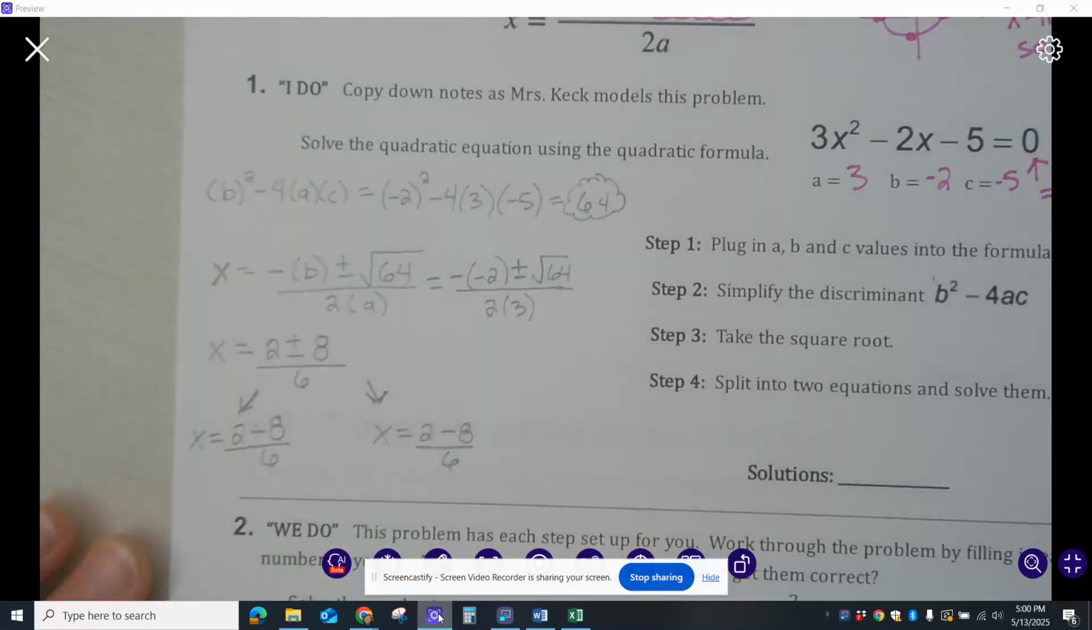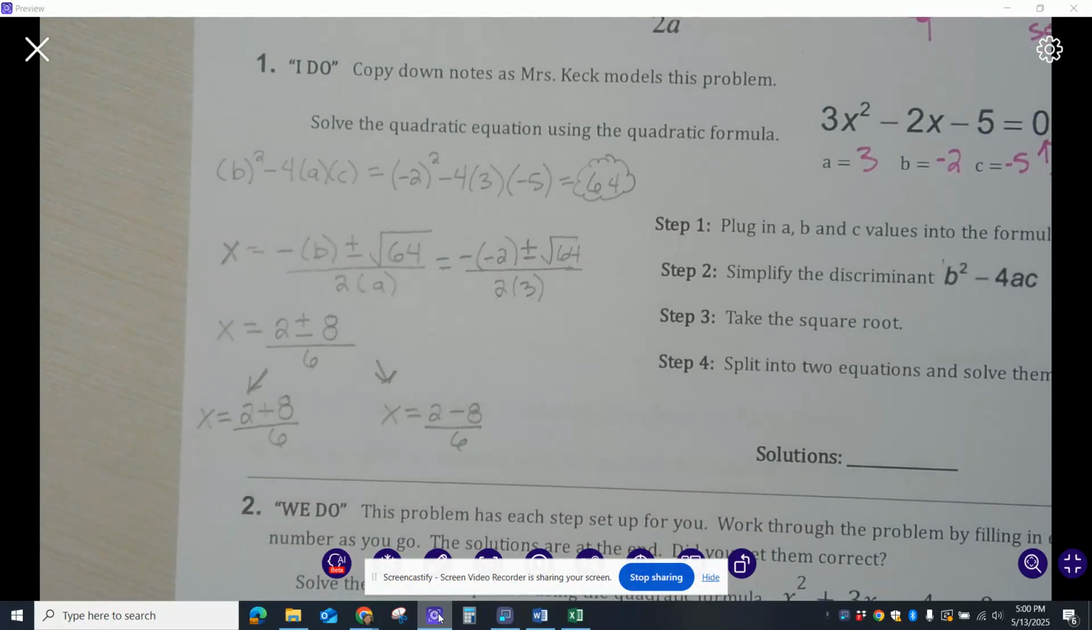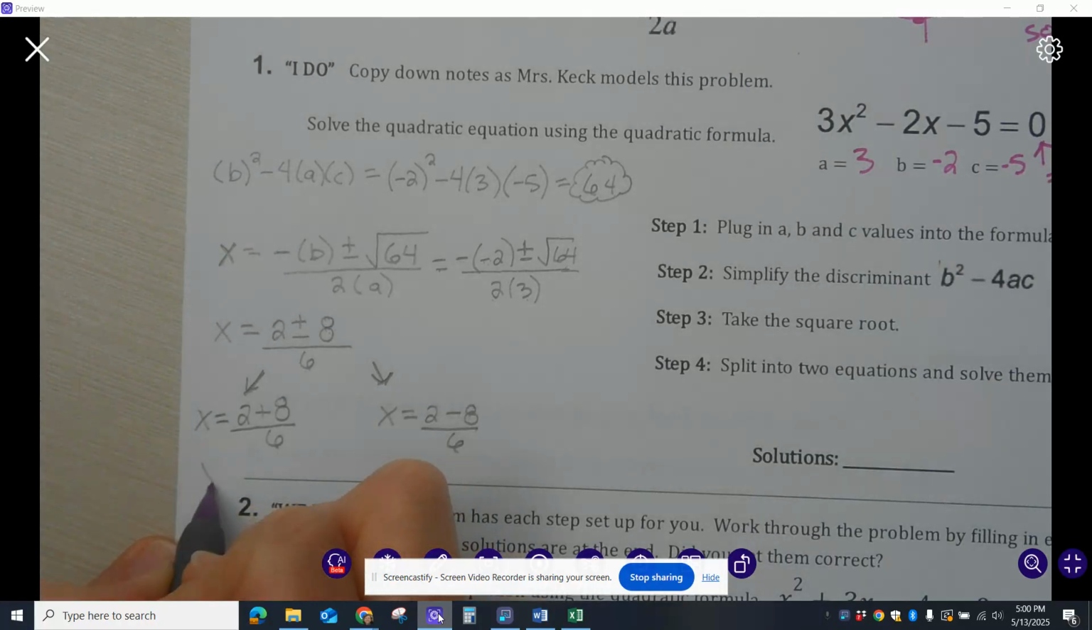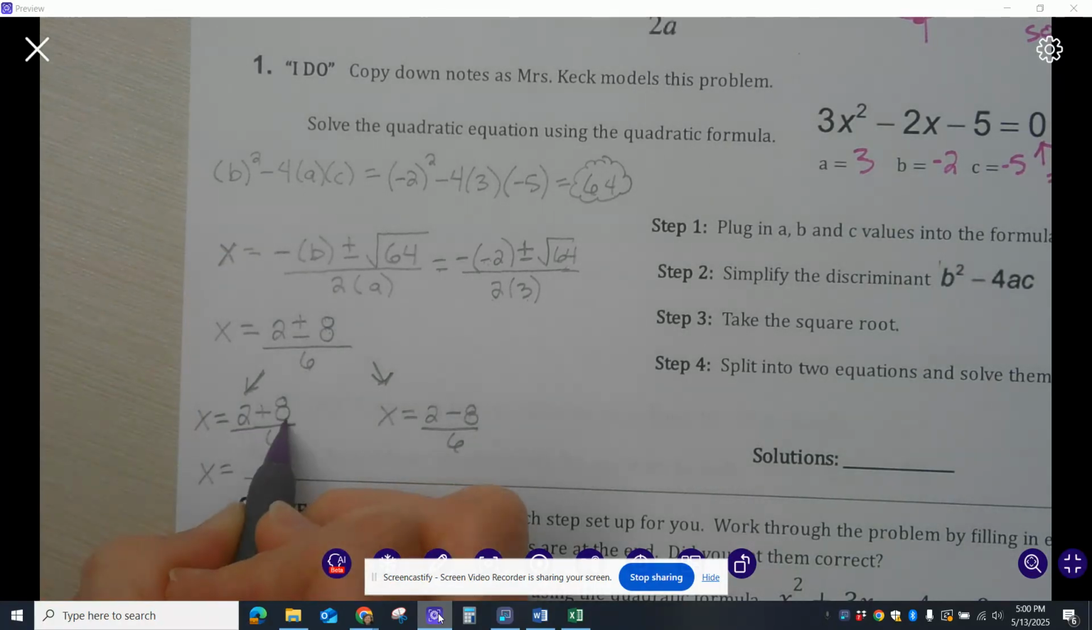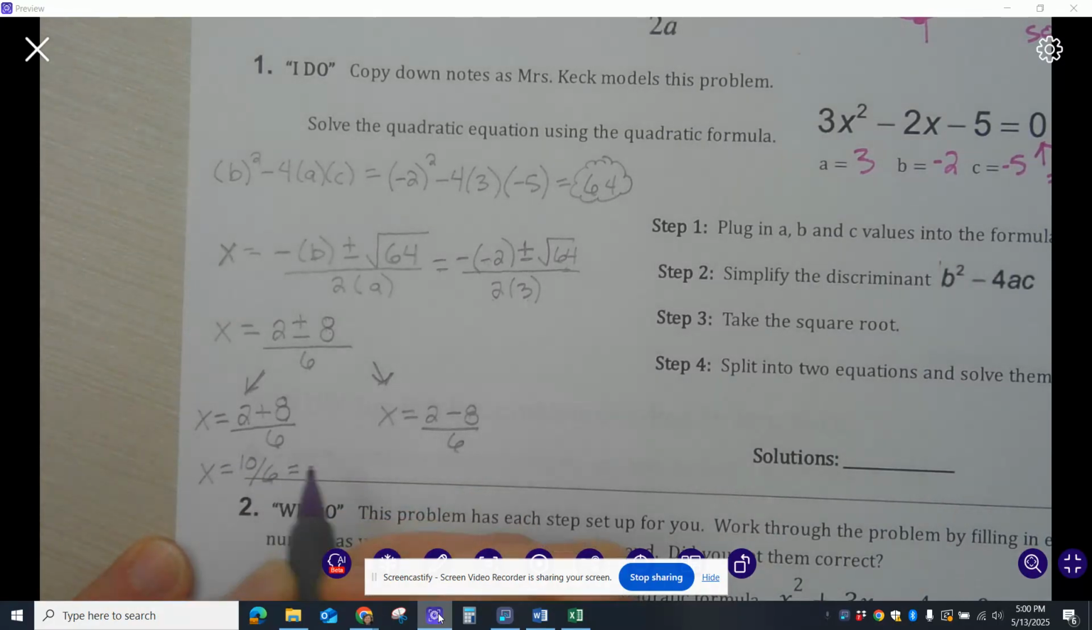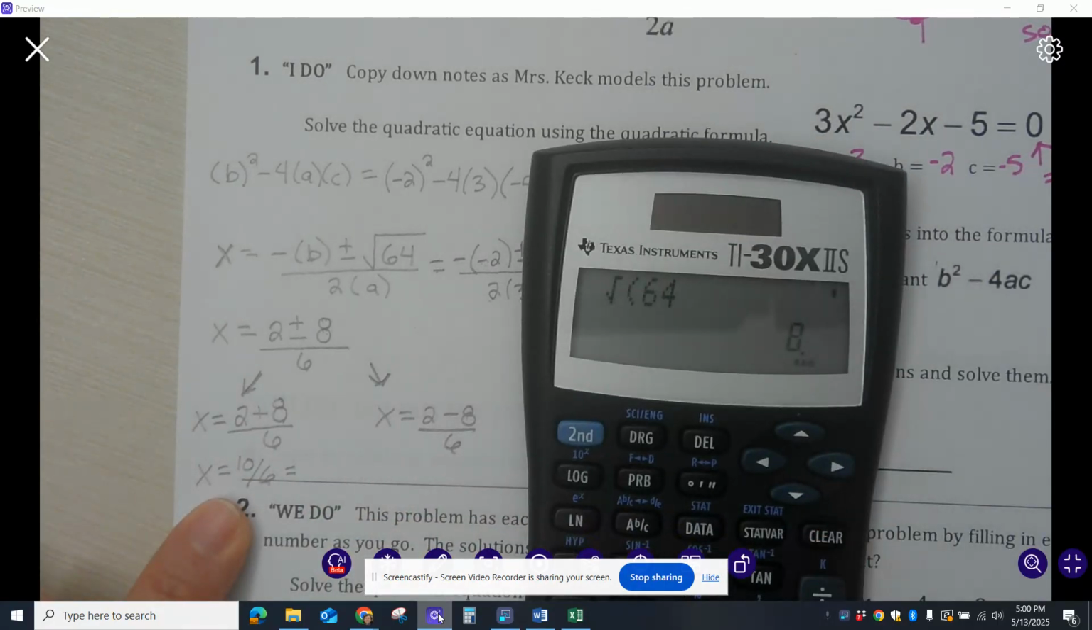I feel like I'm going to run out of room here, but I'll do my best. Okay, so x equals 2 plus 8 is 10 divided by 6. Okay, you have a couple choices. You could simplify that fraction by using your ABC button. 10 ABC 6, and that simplifies to 1 2/3.